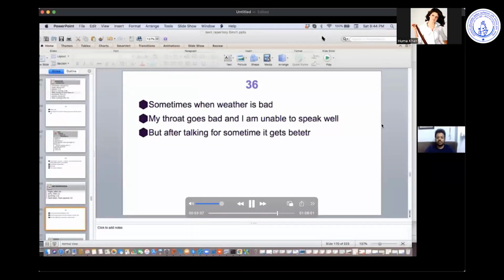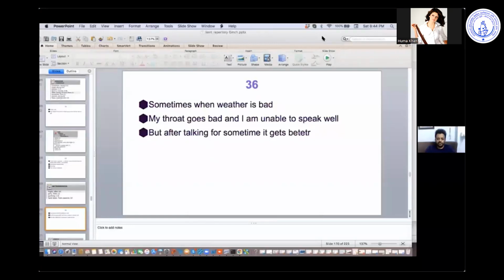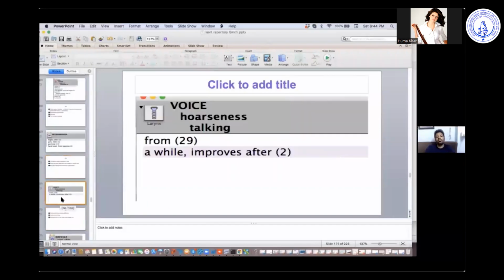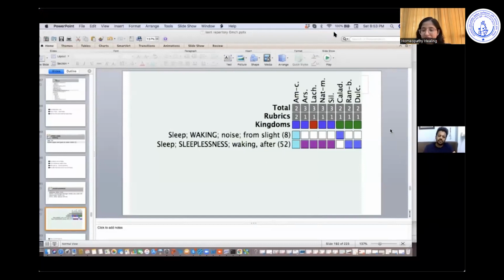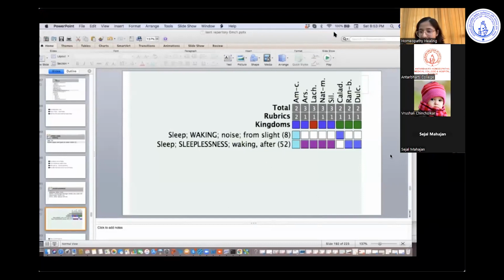Any suggestions, doctors? Voice hoarseness, talking improves after a while. They go. Can you imagine rubrics like that are there? See the exactness. Isn't it so beautiful that everything the patient says is written in the repertory? They go. So amazing, no? I think that's it from our side, from Dr. Gaurang's side. That's it for the rubric hunting.